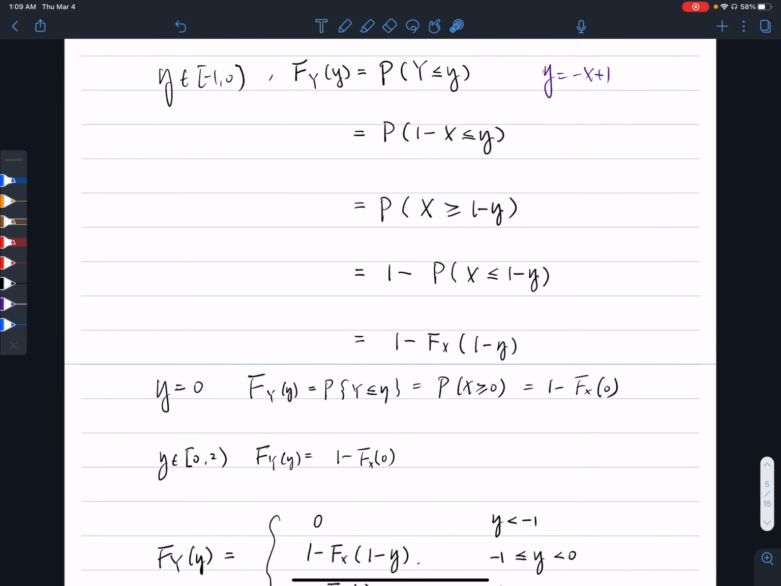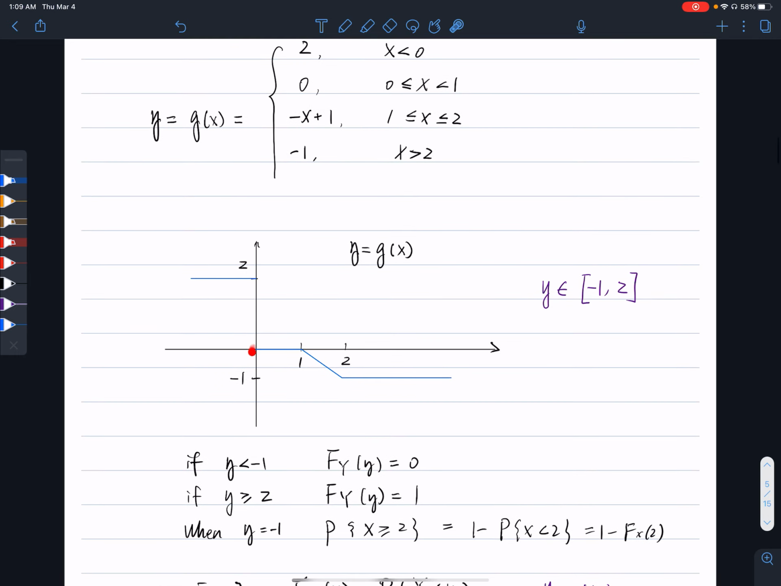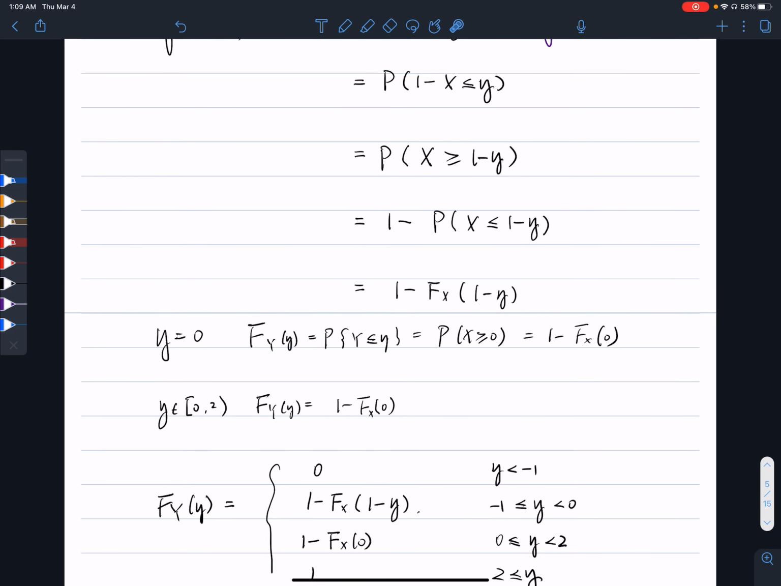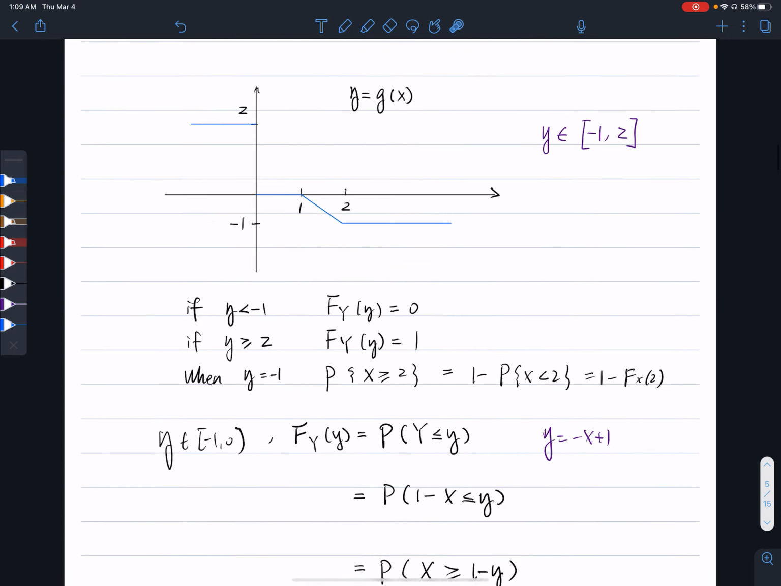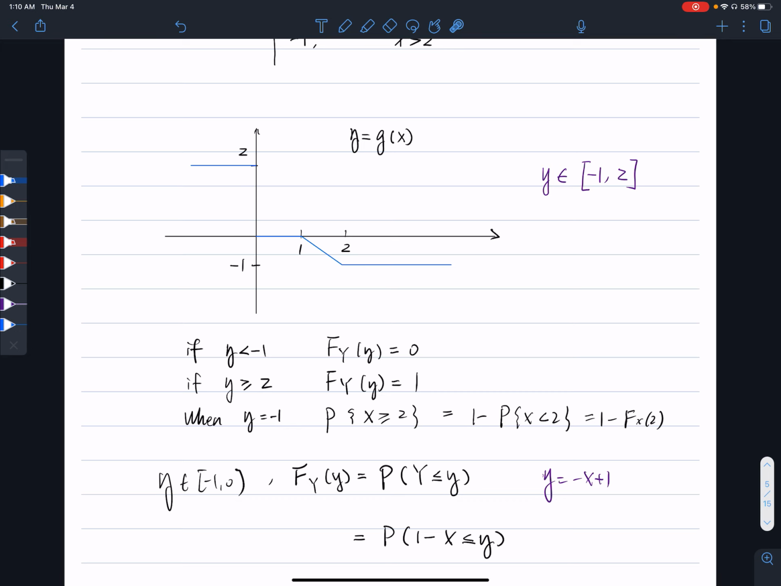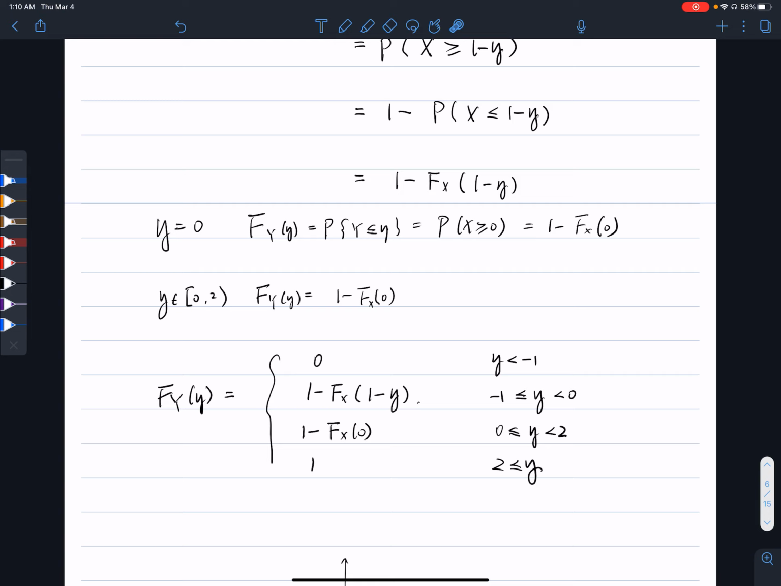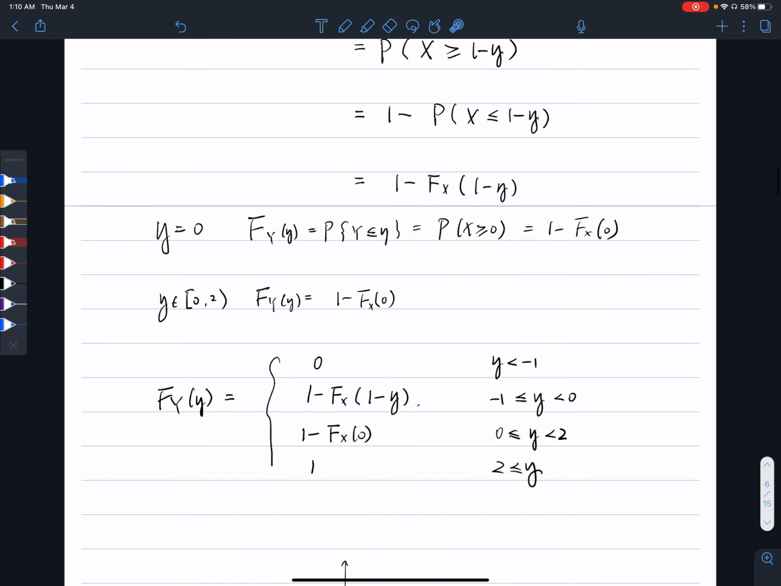After that, we need to discuss the y equal to 0 situation. It is the same thing: F_Y(0) is the probability X is greater than or equal to 0, which equals 1 minus F_X(0). Actually, it's the same thing since it's basically empty here, and F_Y is also equal to 1 minus F_X(0). So we got the function here.